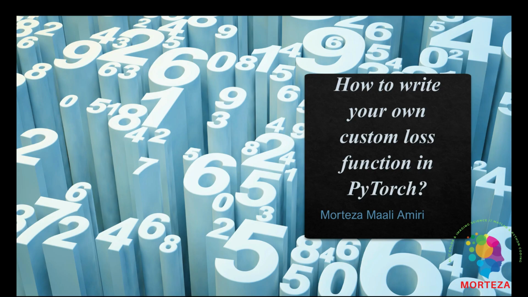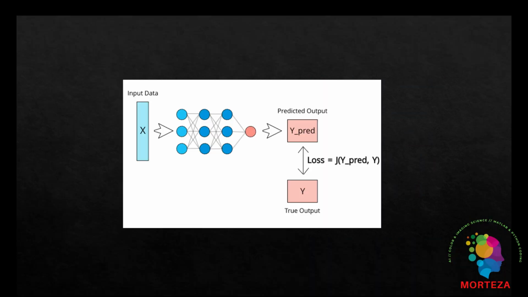Loss functions are a critical component of training neural networks. They quantify the difference between the predicted output of the network and the actual target values in the training data. The primary goal during training is to minimize this loss, which is achieved through techniques like gradient descent.